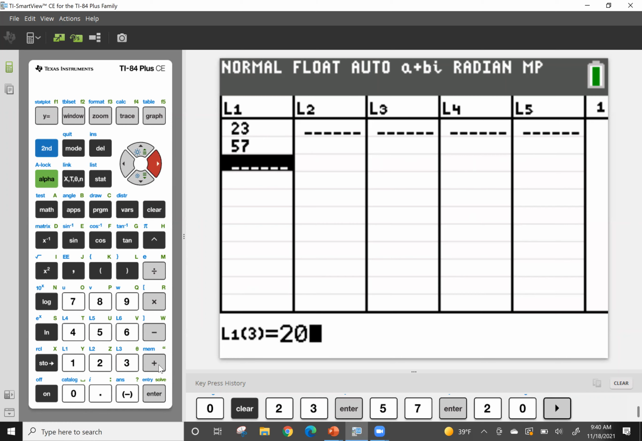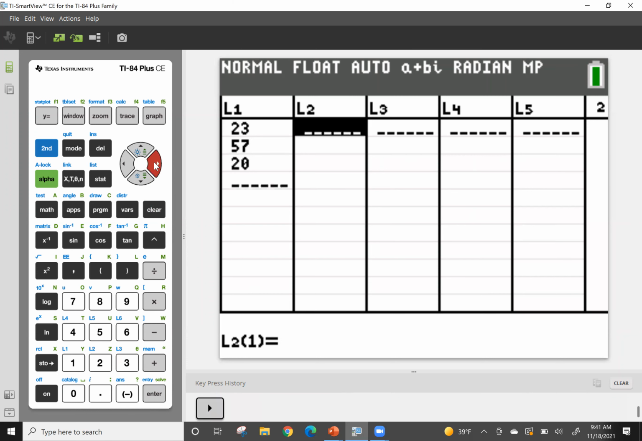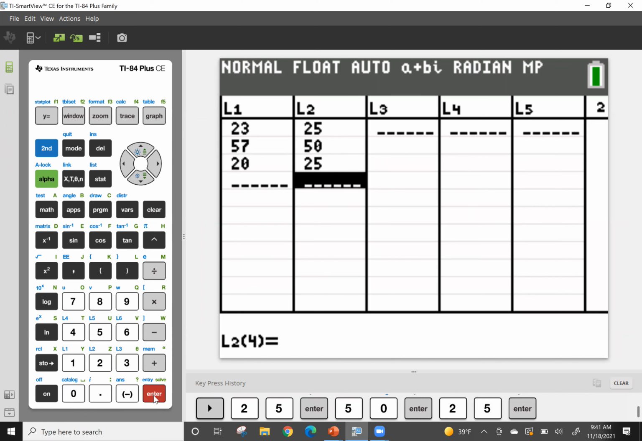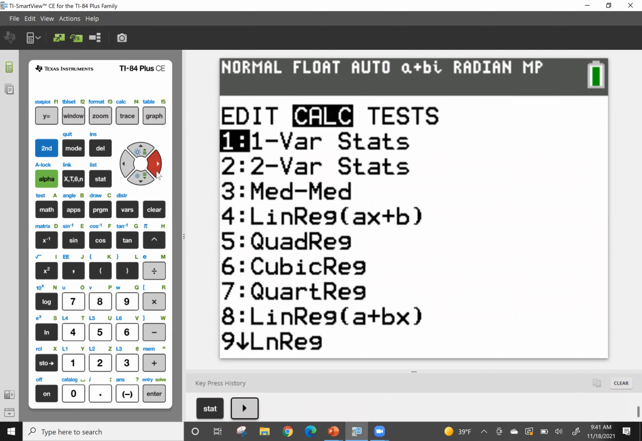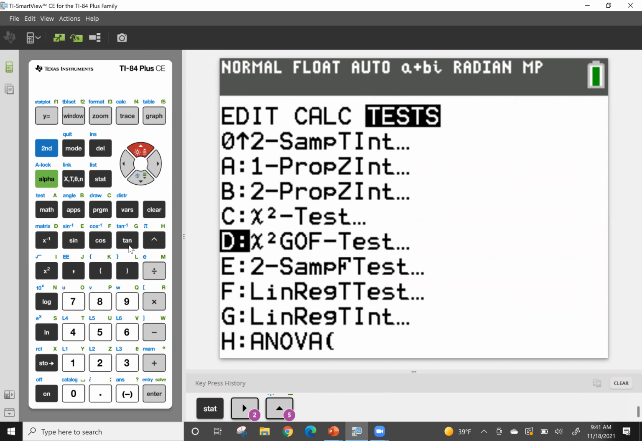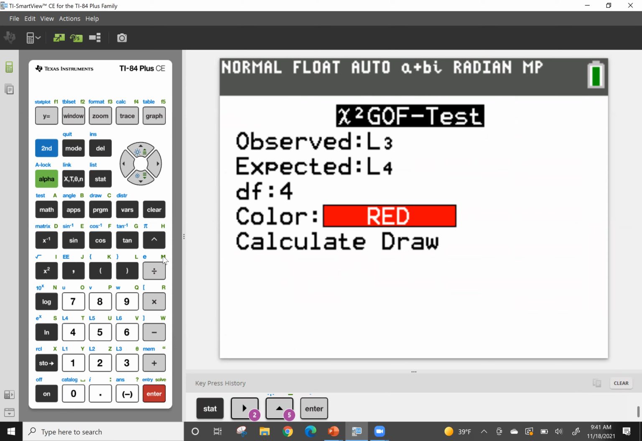And what I would expect is 25, 50, and 25. Okay, exit out of here. Go to stats, tests, find the chi-squared goodness of fit, which is D. I'm going to use L1 and L2. Degrees of freedom is 2.